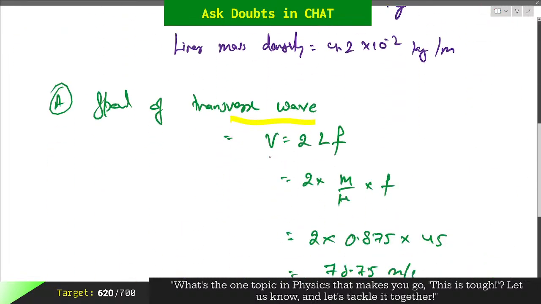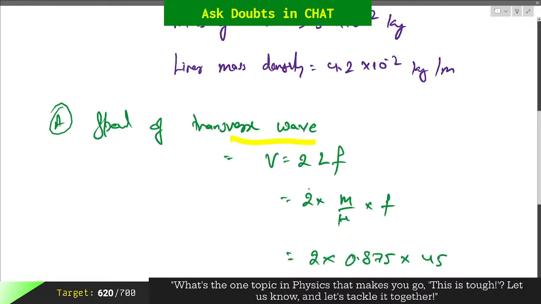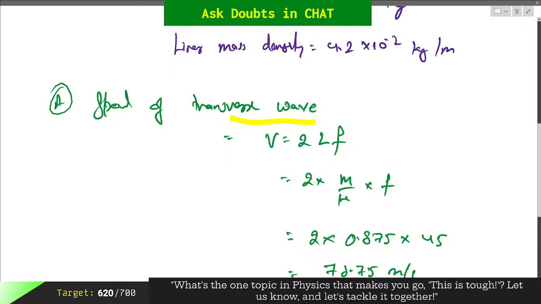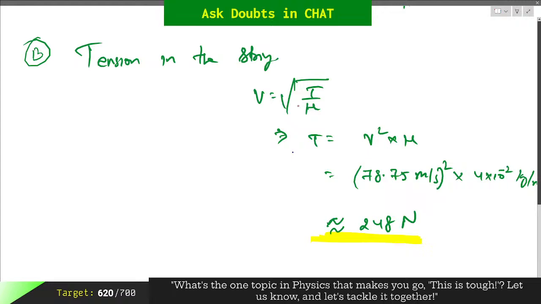So we first calculate the speed of the transverse wave. The speed of the transverse wave is given as lambda times frequency, and lambda we can calculate from here, that is 2L times frequency. So the speed of the transverse wave would be equal to 78.75 meter per second. And the tension in the string we get by equating the speed of the transverse wave with the relation v equals under root T by mu, where mu is the linear mass density. Now we will get the value of tension as 248 Newton.